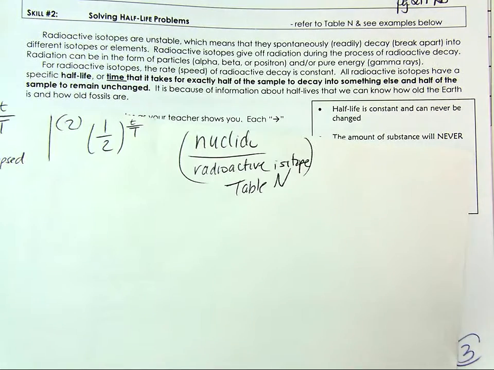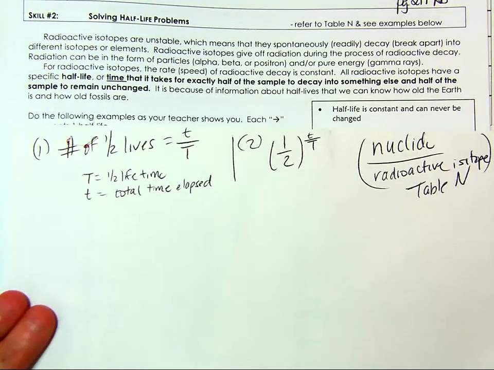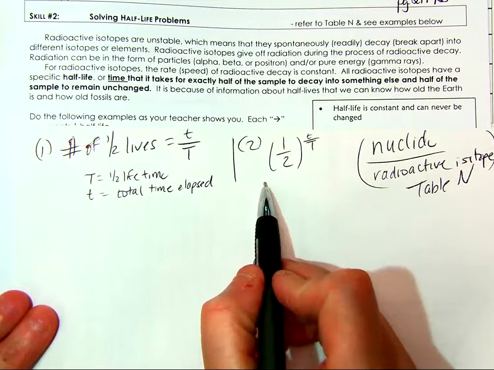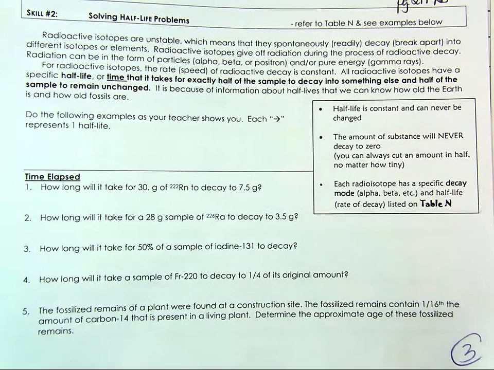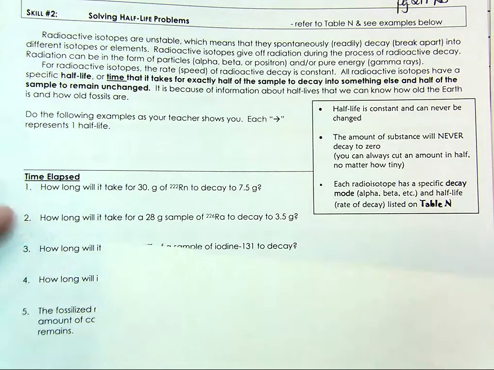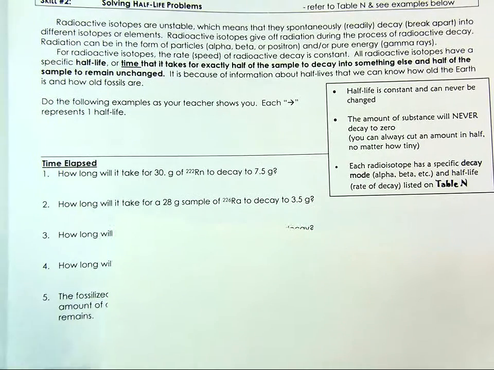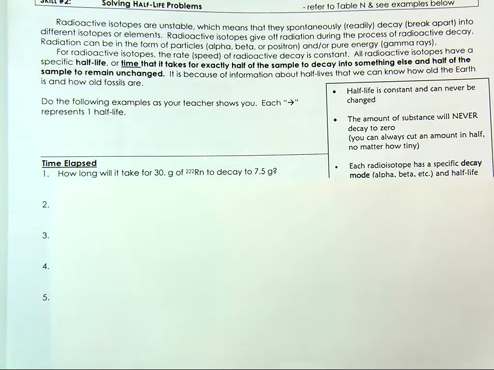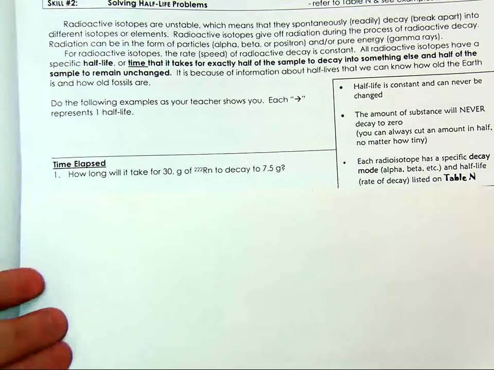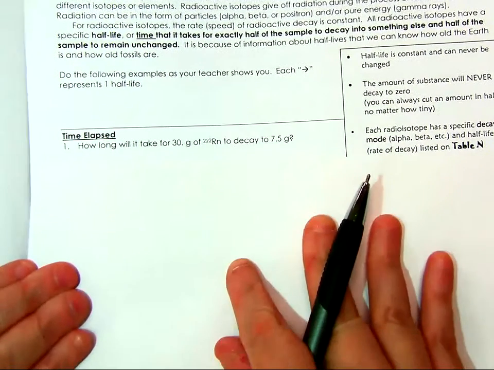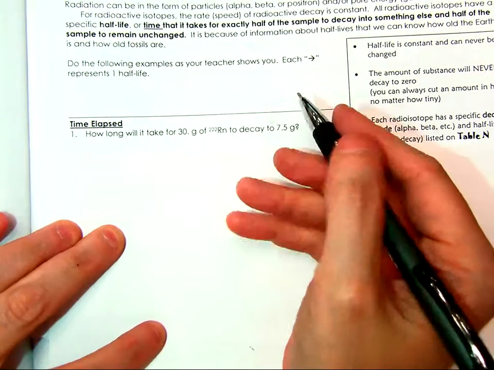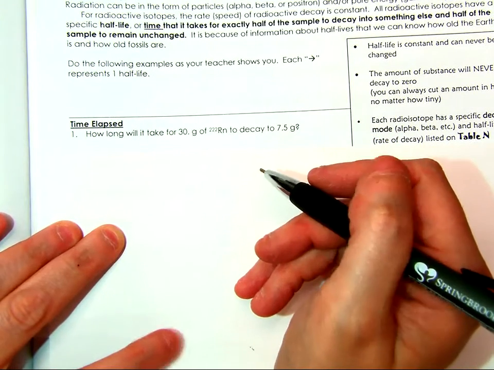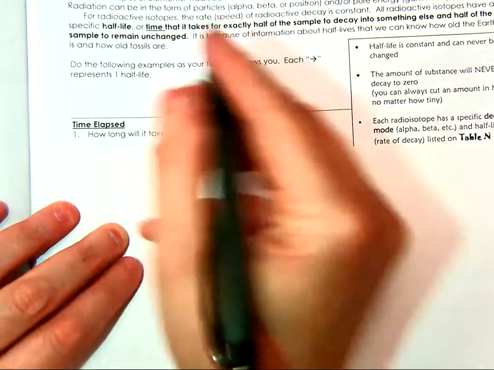All right, so let's take a look at it. Here are two math equations that you could potentially use, but I'll try to show you as easily as possible how to do them without doing math. Okay. So the easiest way to do it is that every time I draw an arrow, that's going to represent one half-life. So if I take a look at number 1, where it says, how long will it take for 30 grams of radon-222 to decay into 7.5 grams? So this is pretty easy.